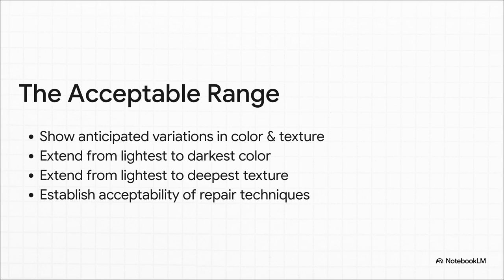And it's so important to remember this. The goal is not for every piece to be a perfect identical twin of the sample. The real goal is for every single piece to fall somewhere inside a pre-approved range of variation. That range, for color, for texture, even for how repairs should look, has to be established and agreed upon before you start pumping out panels.